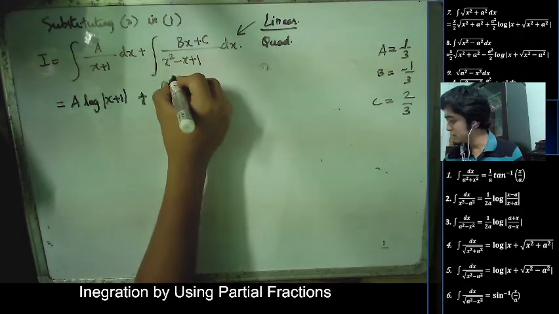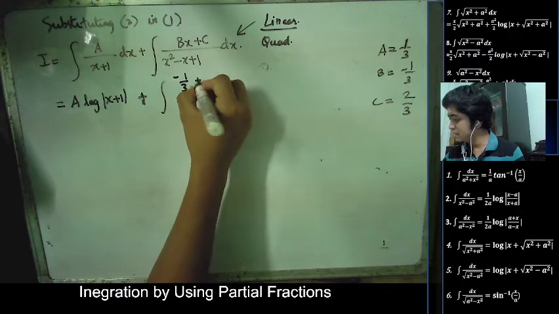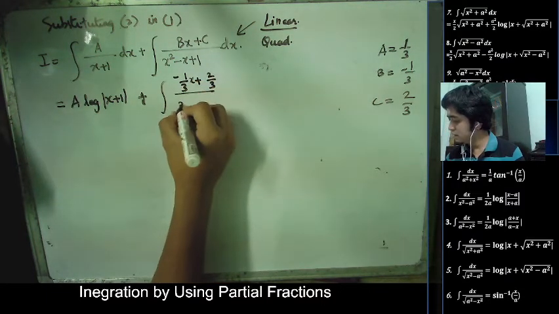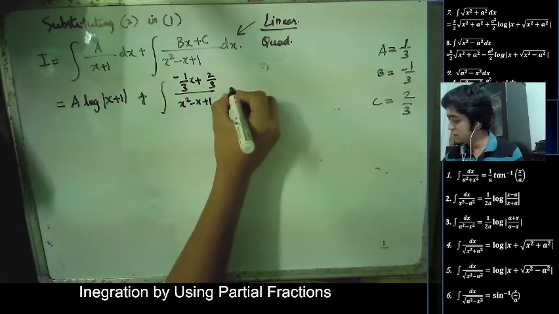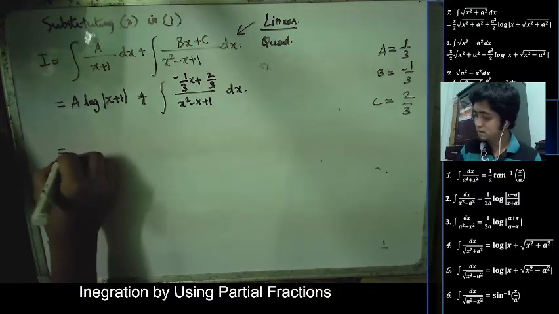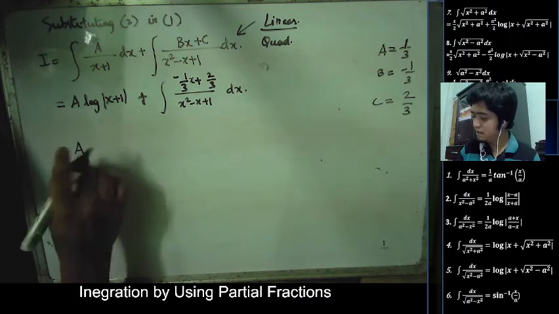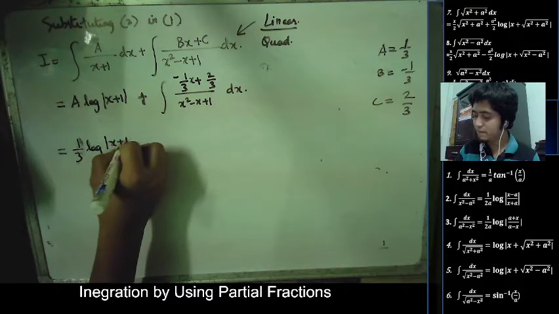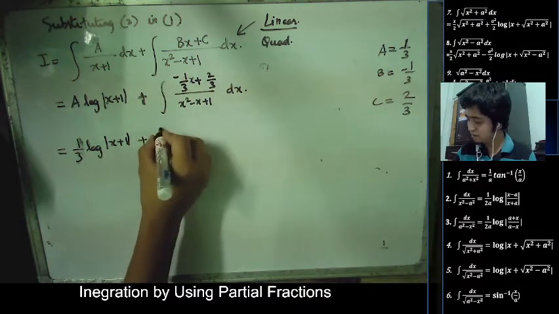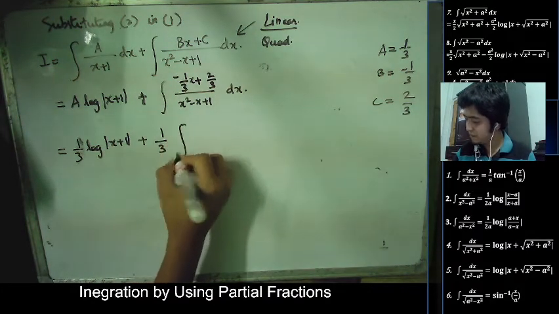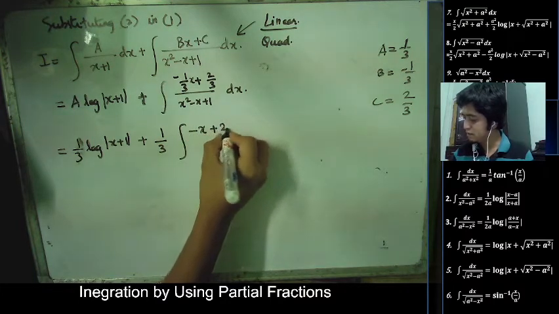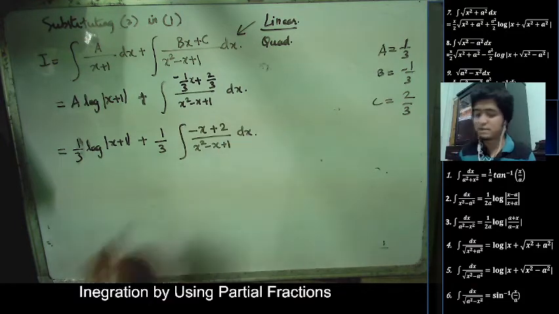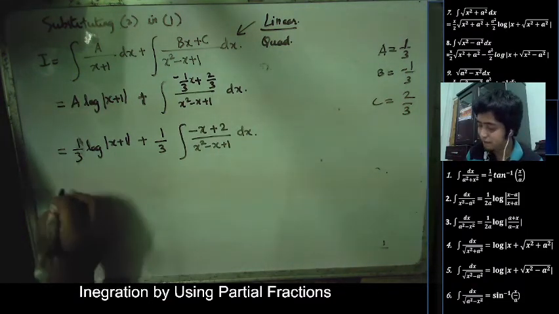So b is minus 1 by 3, and c is 2 by 3, over x square minus x plus 1 dx. Over here a also I can write as 1 by 3, since I've already substituted. So I will be having 1 by 3, and over here I will be having minus x plus 2 over x square minus x plus 1 dx. So this is what I will be having.